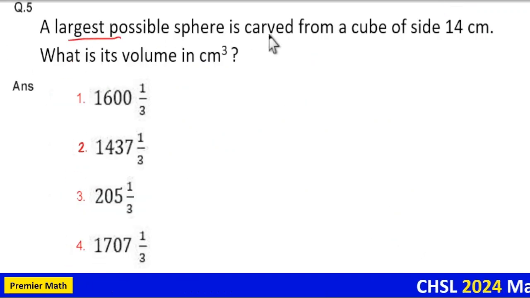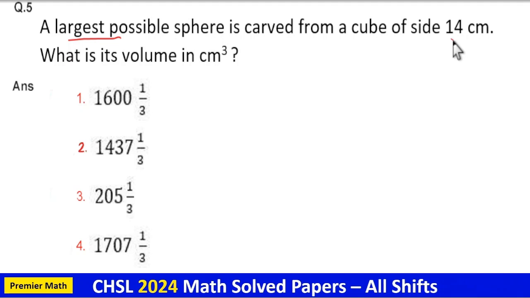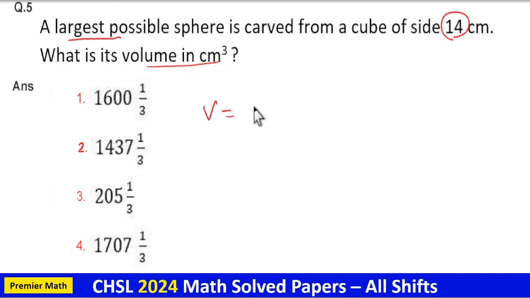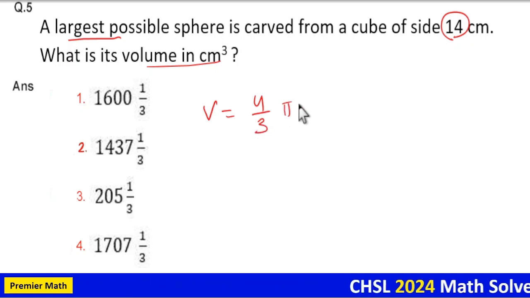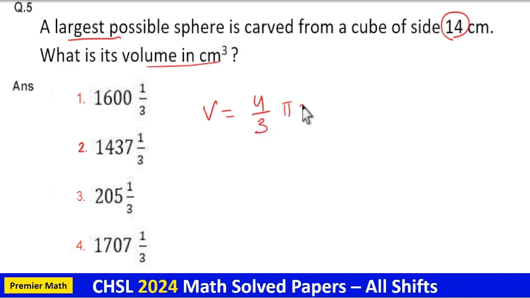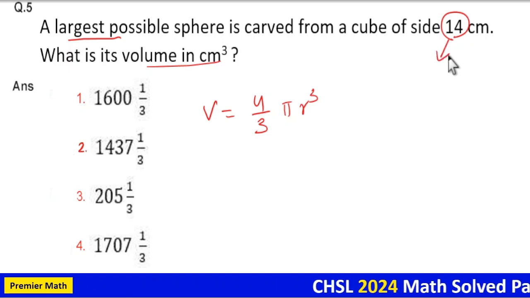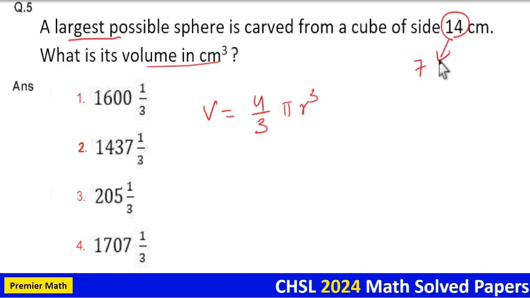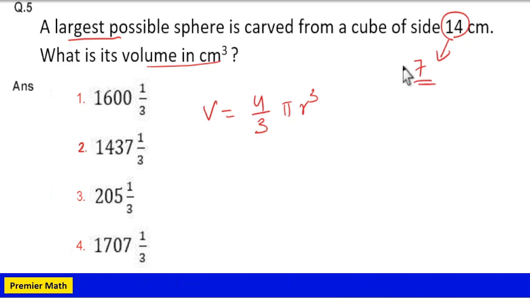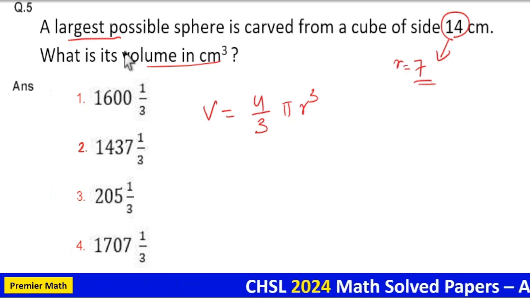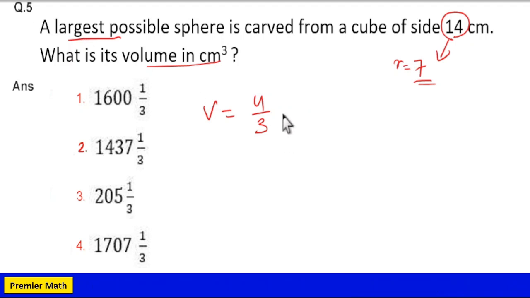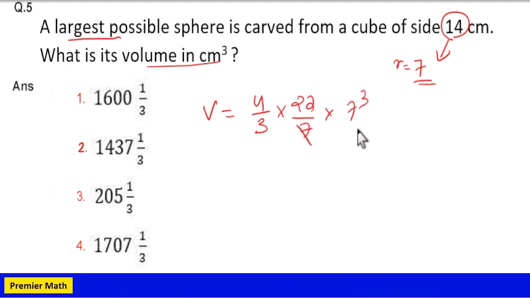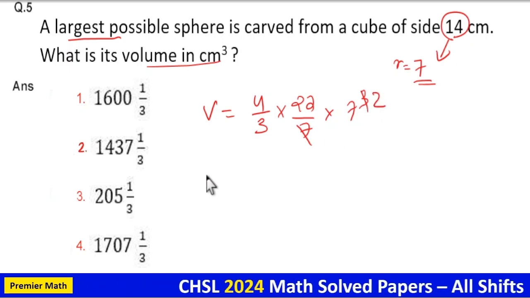A largest possible sphere is carved from a cube of side 14 cm. What is its volume in cubic centimeters? Here volume is equal to 4 by 3 pi r cube for a sphere. Here cube side is 14 cm, which means the radius of the sphere should be 7, that is 14 by 2, 7 cm. Now put the value and find the volume. Here 4 by 3 into 22 by 7 into r cube, which is 7 cube. 7 and 7 cancel, so this becomes 7 square.